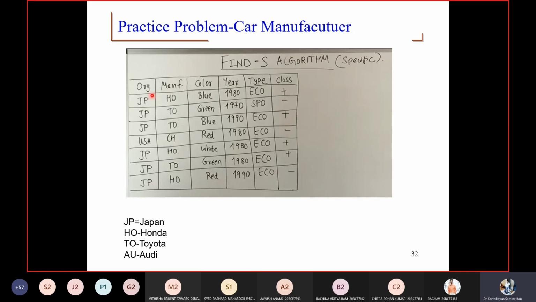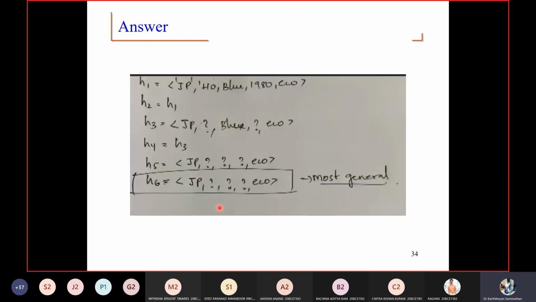So only the positive column. JP is nothing but Japan. This is just a car manufacturing problem. TO is nothing but Toyota. This is the car type. So USA and other things. AU is nothing but Audi. Okay. So now JP comma question mark, HO TO. Okay. Question mark. Then question mark, question mark. Question mark and ECO. So this is your answer.